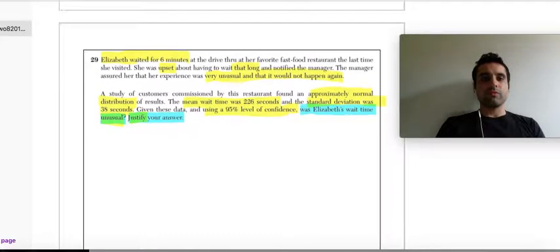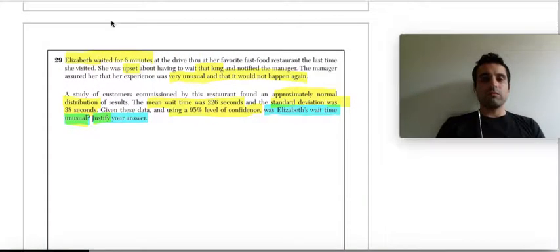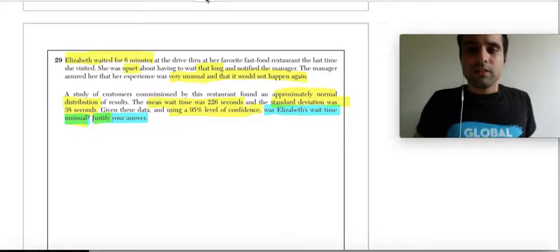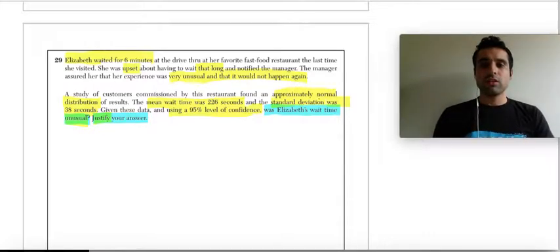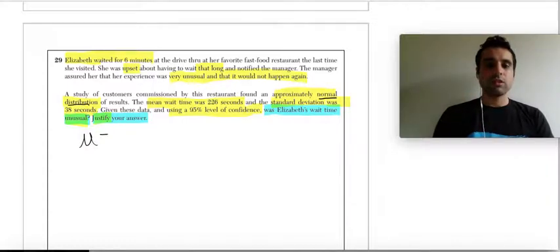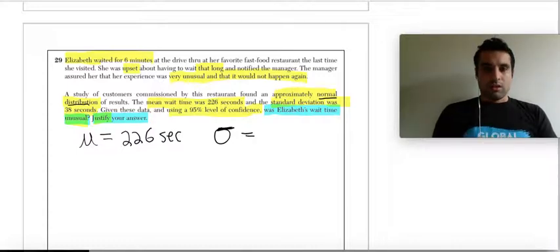So guys, in a normal distribution, 95% of the data lie within approximately 2 standard deviations of the mean. So we know it's a normal distribution, and it's going to be 2 standard deviations of the mean. So the mean, which I'll use this symbol, the mean wait time was 226, and very important to look at the units, seconds. And the standard deviation, when they did a study of all the customers, was 38 seconds.